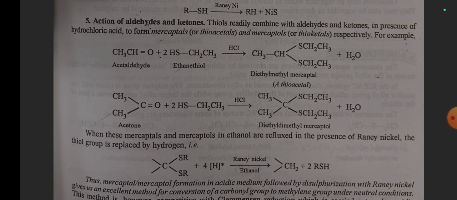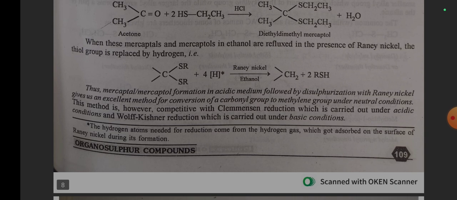Action of aldehydes and ketones. Thiols readily combine with aldehydes and ketones in the presence of hydrochloric acid to form mercaptals and mercaptols respectively. When these mercaptals and mercaptols in ethanol are refluxed in the presence of Raney nickel, the thiol group is replaced by hydrogen. Thus, mercaptal formation in acidic medium followed by desulfurization with Raney nickel gives an excellent method for conversion of a carbonyl group to a methylene group under neutral conditions.